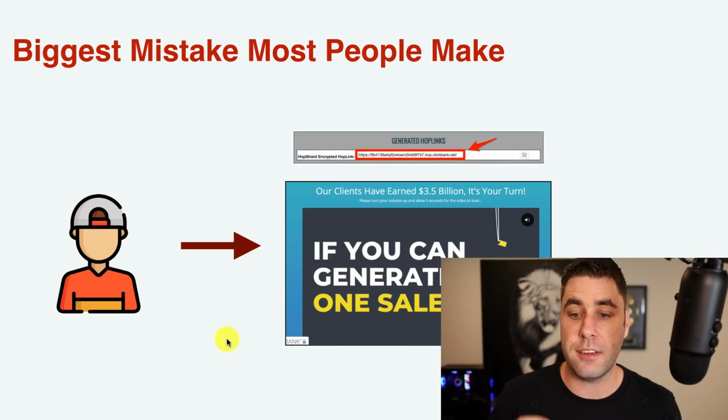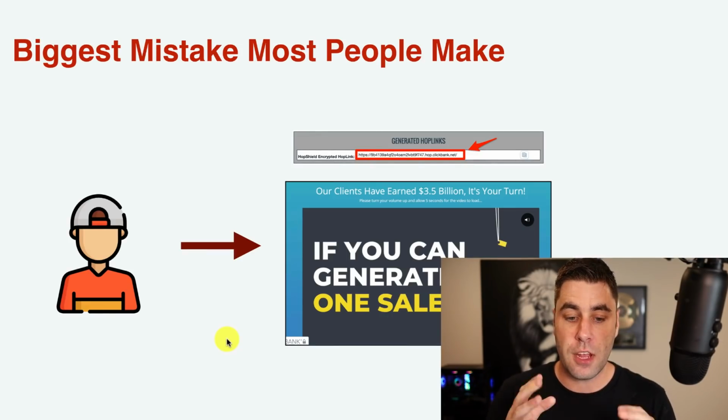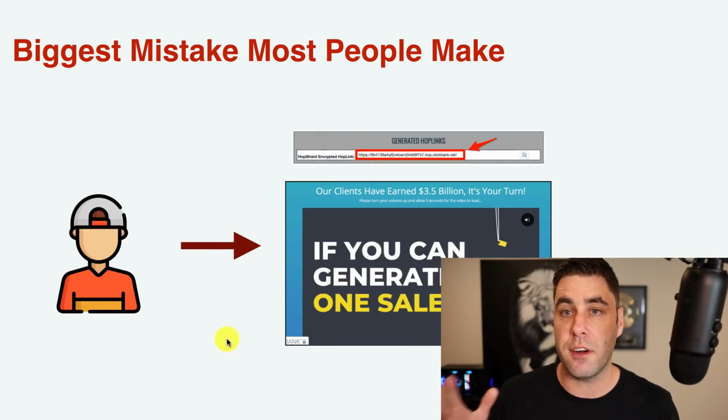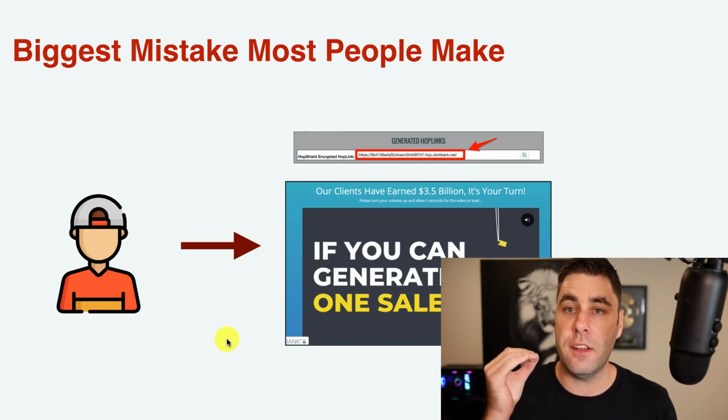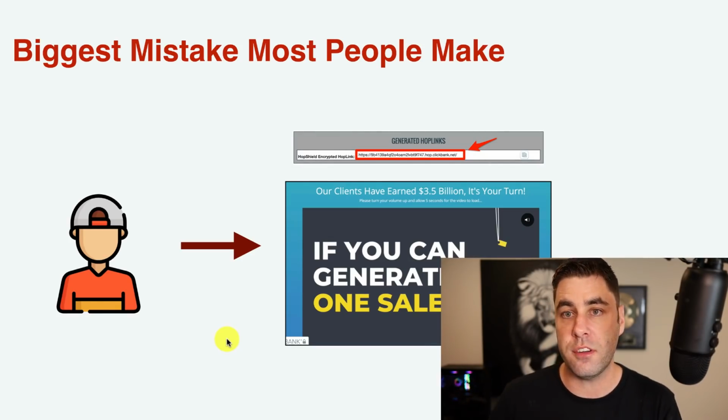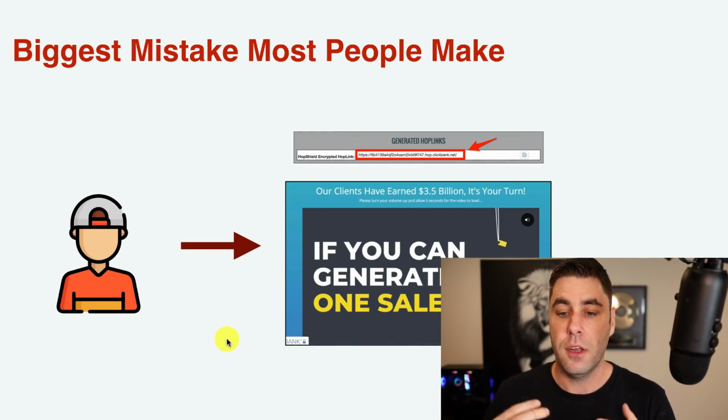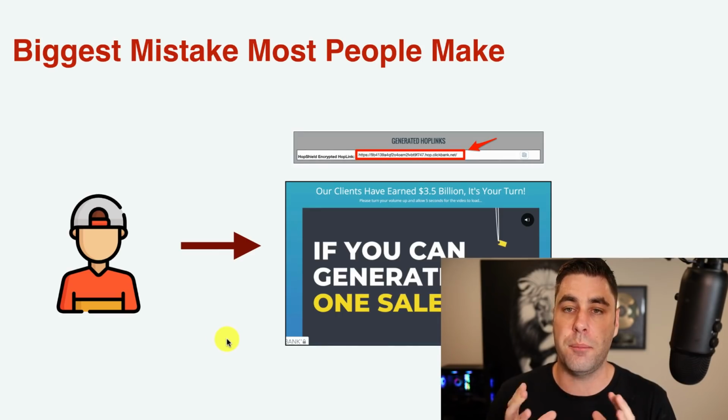One of the biggest mistakes that most people make is they will literally go and send people to their affiliate link. Now you've got to understand the mindset of a lot of people. When you send someone to an affiliate link and you say, hey, buy this course, they're not going to care. Why should they buy it? You haven't warmed them up. You haven't done anything. This is a big problem that I see.